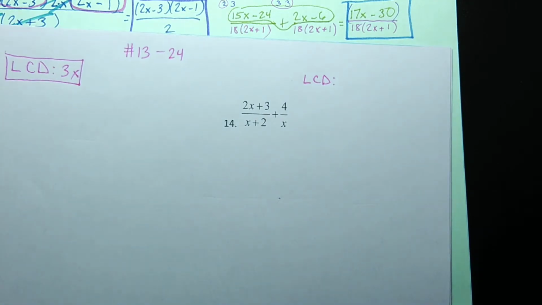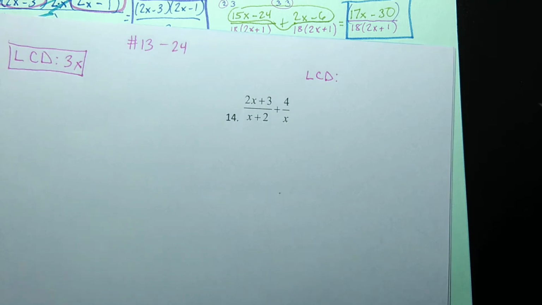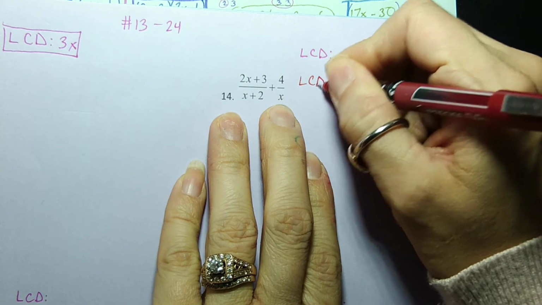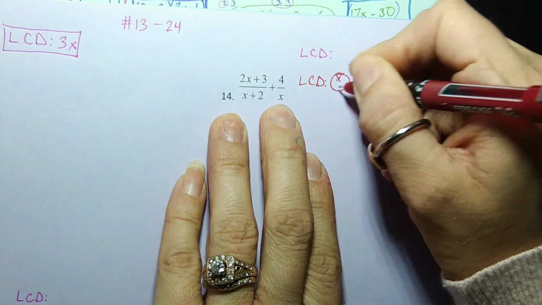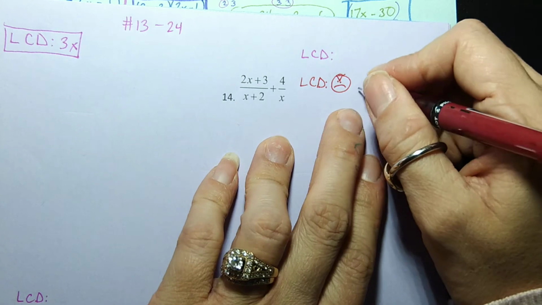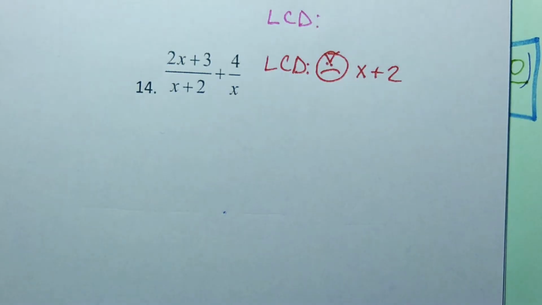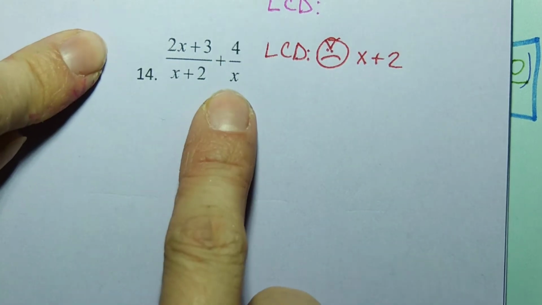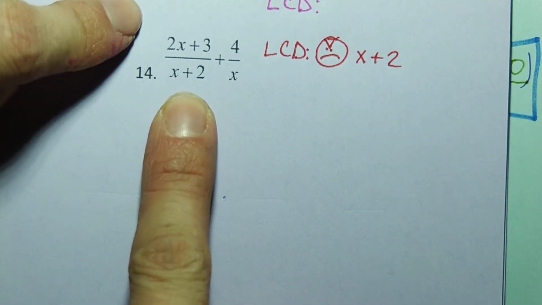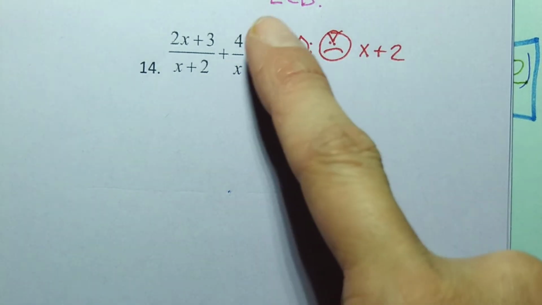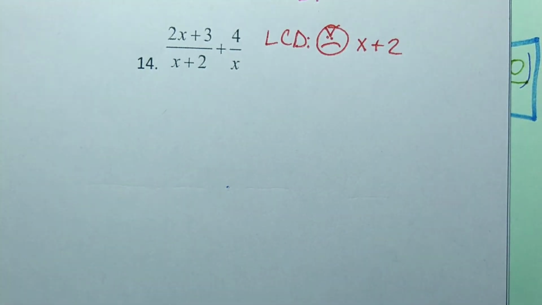Folks, on number 14, a lot of times students tell me that the LCD is, so we're going to write this with an angry face by it, x plus 2. And if you're like, I thought it was x plus 2, we're going to talk about why x plus 2 doesn't work. So if I asked you to make x look like x plus 2 using a creative form of 1, can we just add 2 to the top and add 2 to the bottom? No. You're like, I don't know, it seems like we could.